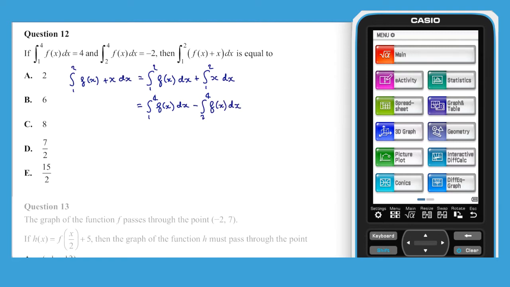The definite integral from 1 to 2 of x can be evaluated with or without a ClassPad, and is equal to 3 over 2. By substituting in the information provided in the question, we can arrive at a result of 7.5 or 15 over 2, which is answer E.